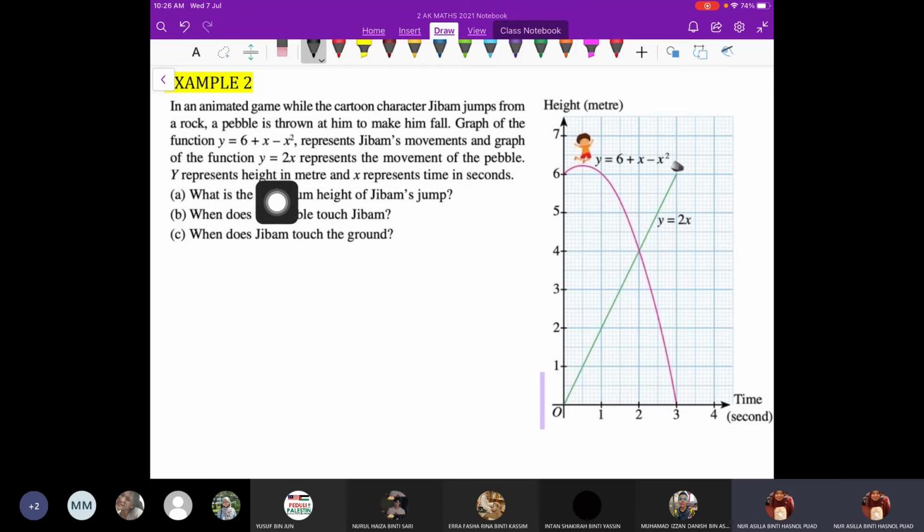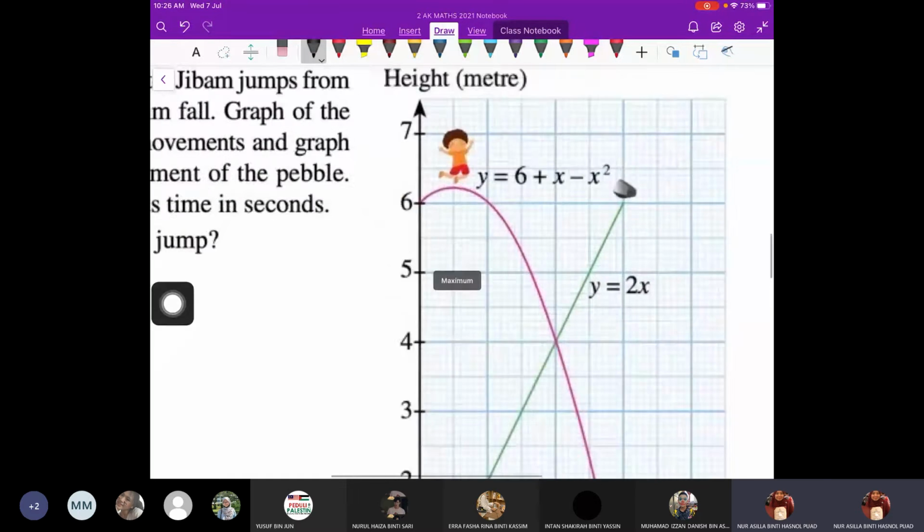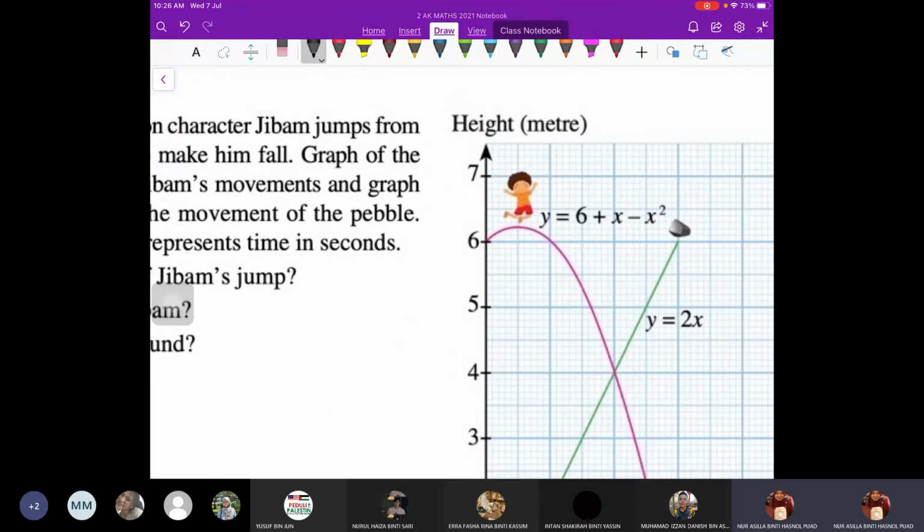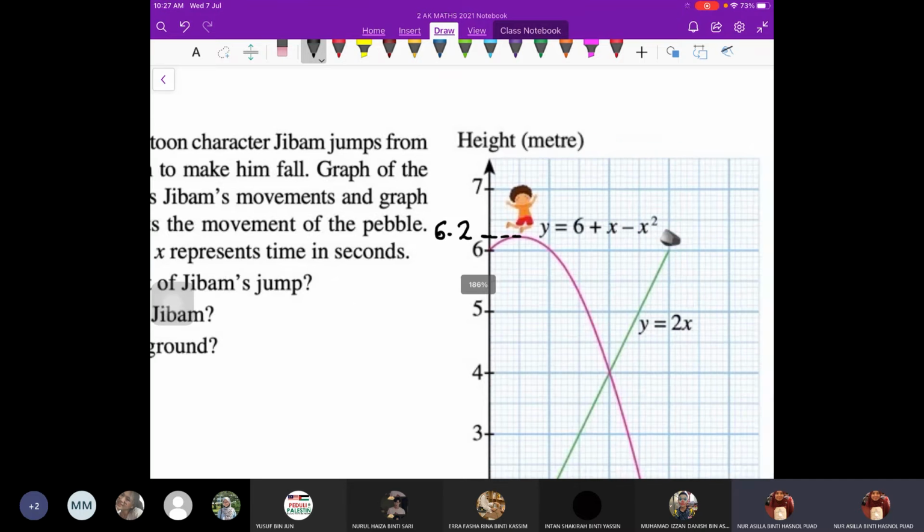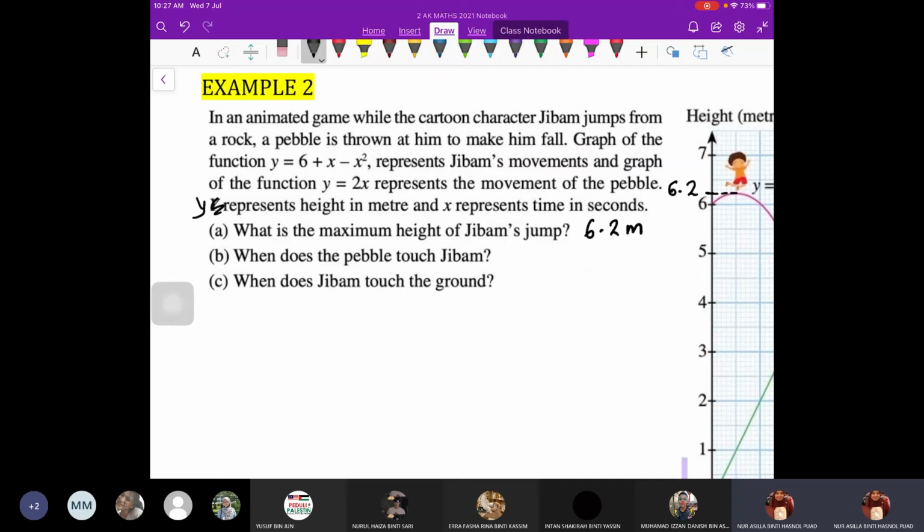Y represents height in meter. And X represents time in seconds. Ni Y ni sepatutnya Y huruf kecil lah. Atau kenapa dia bagi Y huruf besar, sepatutnya Y huruf kecil. So maksudnya ni Y, ni X. Ketinggian, masa dalam saat. So dia start. What is the maximum height of Jibam's jump? Ketinggian yang paling tinggi. Jadi kita akan tengok maximum point daripada quadratic graph. Maximum point dekat quadratic graph sama, gunalah pembaris dot dot dot. Kamu akan nampak dia adalah 6.2 meters. Kat situ. So jadi jawapannya adalah 6.2 meters.